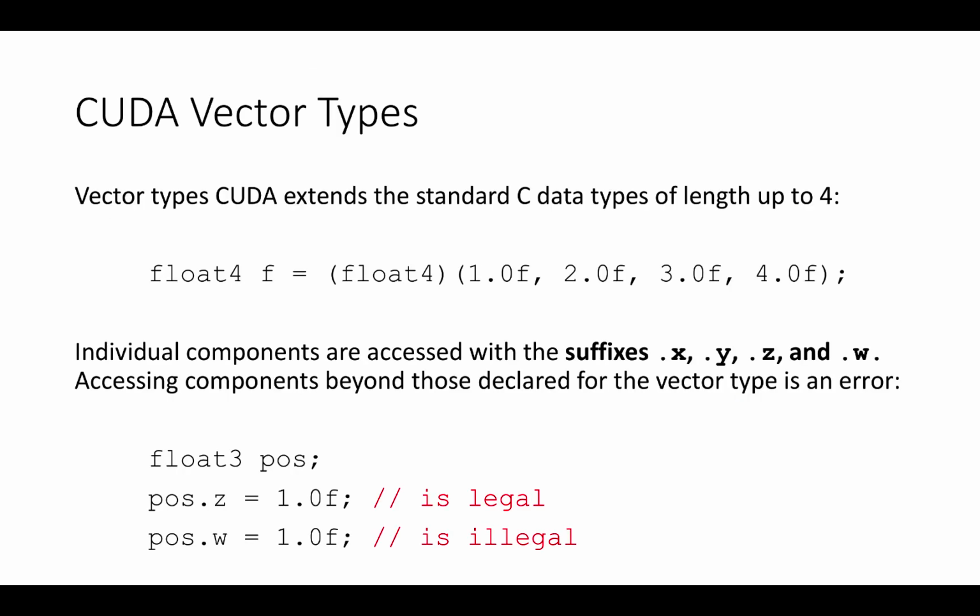A nice feature of CUDA is the support of vector types to extend the standard C data types of length up to 4. For instance, if we want a vector with 4 elements of type float, we can use type float4. If we want to use a vector with two elements of type integer, we can use CUDA vector type int2. We can access individual components using the suffixes .x, .y, .z, and .w, like accessing members of a structure. Accessing components beyond those declared for the vector type results in an error.